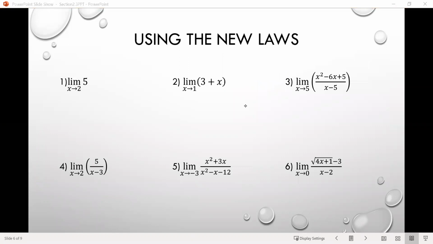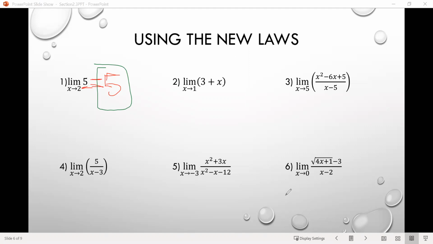So the first one there, we have the limit as x approaches 2 of 5 is what we're trying to find. And notice that 5 here is a constant. That value 5 is a constant. So we're told that if we have the limit of a constant, the answer is always that constant. So that one's fairly straightforward. We just get 5.